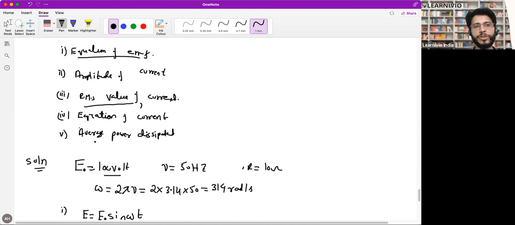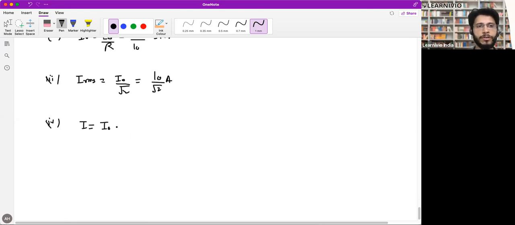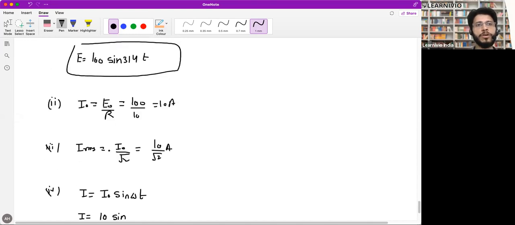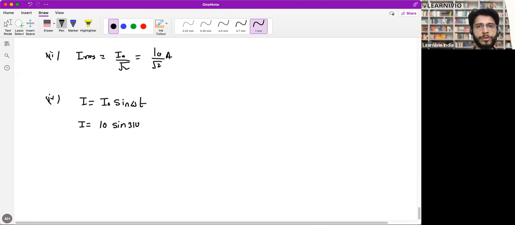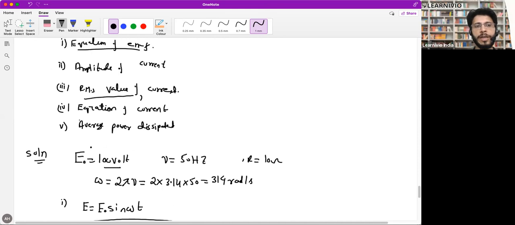Fourth part, equation of current. This is the equation of current. I is I naught sine omega t. How much is I naught? It's 10 sine. How much is omega? Omega is 314 into t. That's the equation of current. When you change the circuit, this equation will change. For different circuits, you will have different equations.